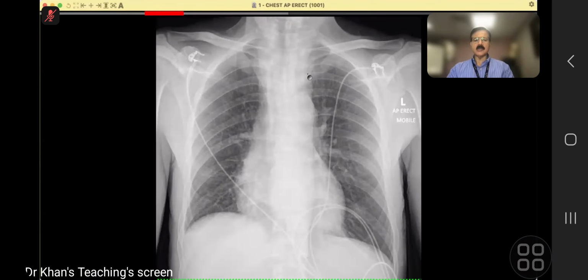So if you see this X-ray, the candidate did very well. Pick up the superior mediastinal widening. If you see here, this is the aortic knuckle, and superior to that, there should not have been any indentation. So the candidate did very well. We picked up that there is superior mediastinal widening. That was the key thing here.